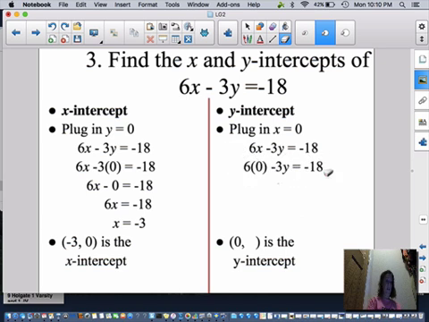6 times 0 minus 3y equals negative 18. So 0 minus 3y equals negative 18. So negative 3y equals negative 18, divided by negative 3. So negative 18 divided by negative 3 is 6. So we have negative 3, 0.